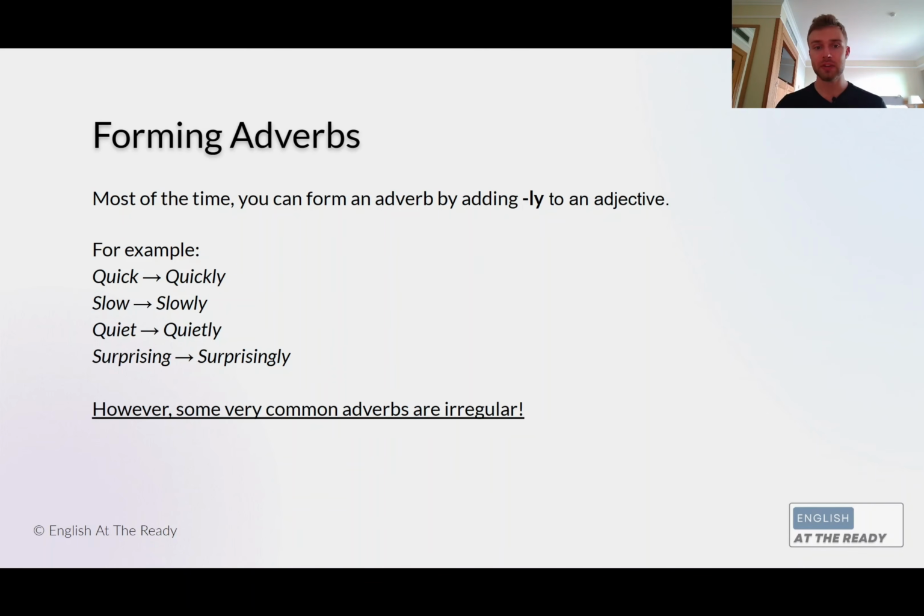So an adjective describes something like a person or an object, right? A noun. But an adverb describes an action. So something that somebody is doing. Quiet. The birds are quiet. The birds sing quietly. Okay? And lastly, surprising and surprisingly. So again, to form an adverb, all you have to do is add ly to an adjective.